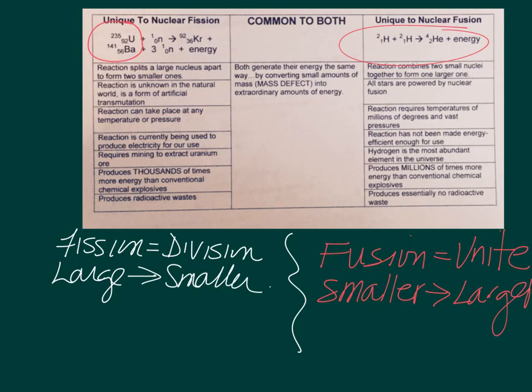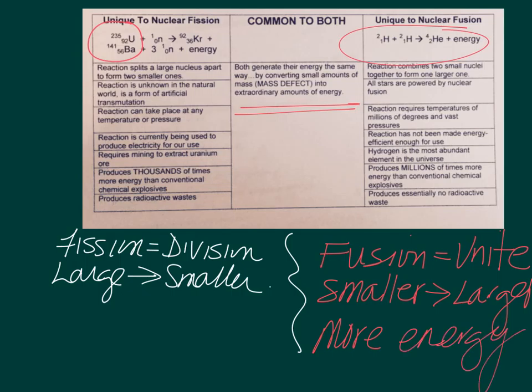Now, both of these produce lots of energy. Fusion is more energy than fission. But in both cases, some of the mass, a small amount of that mass, has been converted into a whole lot of energy.